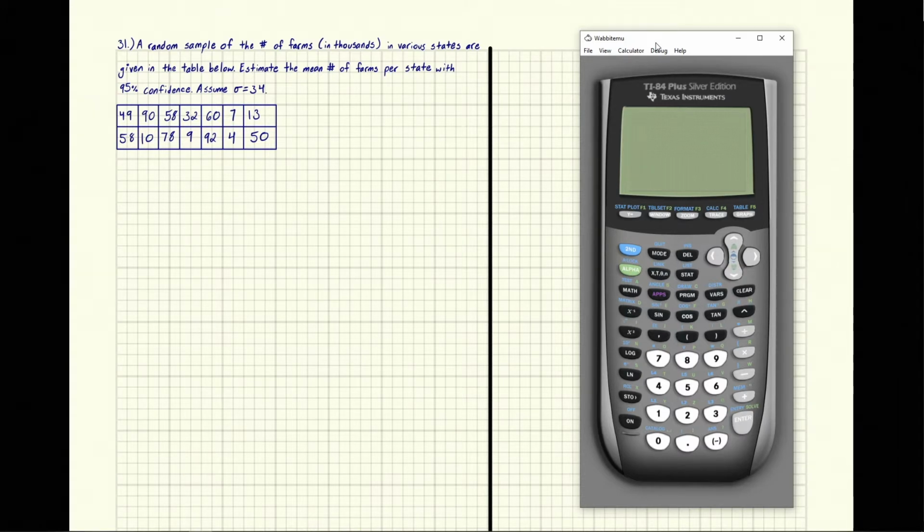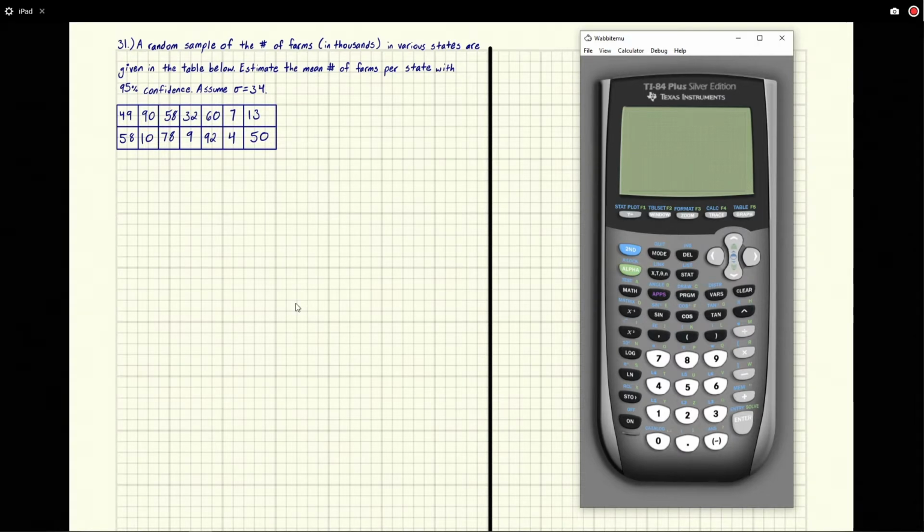A random sample of the number of farms in thousands in various states are given in the table below. Estimate the mean number of farms per state with 95% confidence. Assume sigma is equal to 34. And then we've been given some data here. So we're going to do this two ways. We're going to do it using the calculator, and we're going to do it by hand. So let's go ahead and dive right into this.